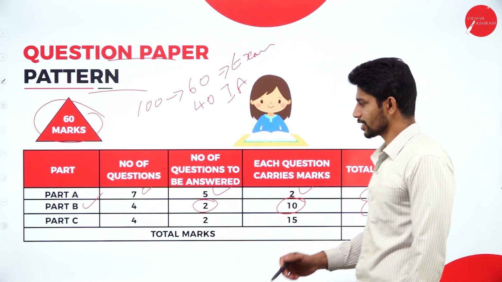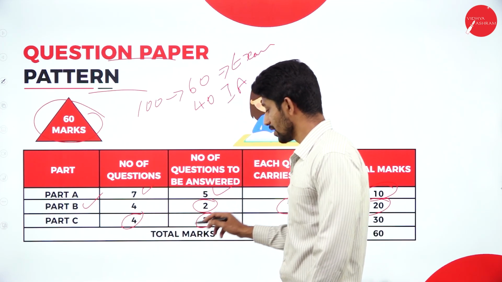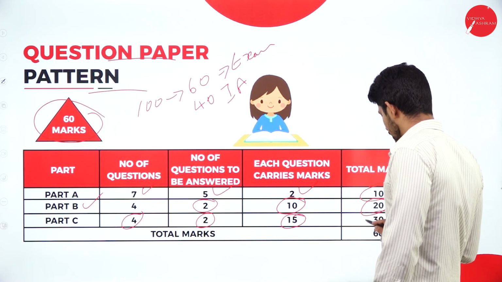Got it? Next, part C, he will be asking again 4 questions. You are attending 2 questions. Each question carries 15 marks, totally for 30 marks.